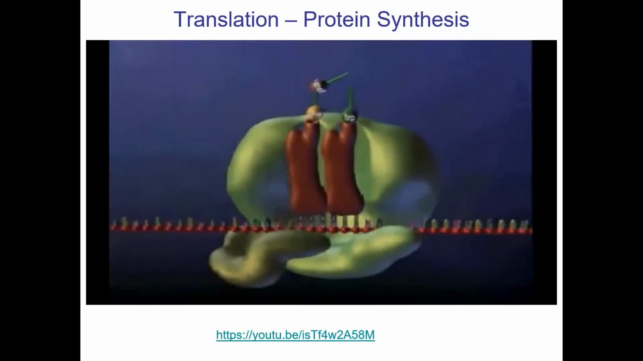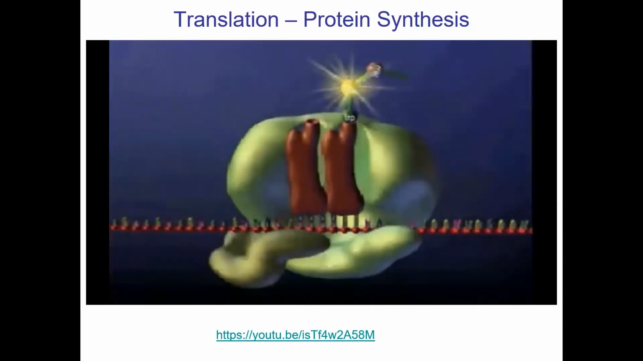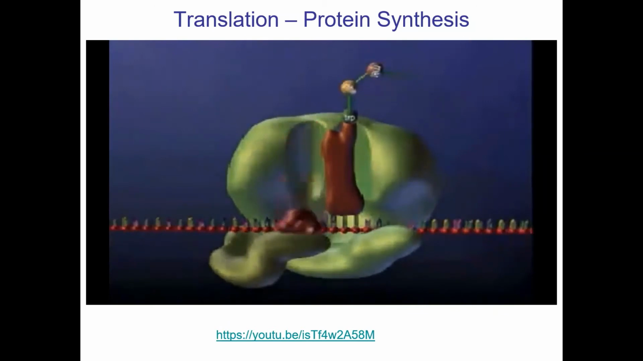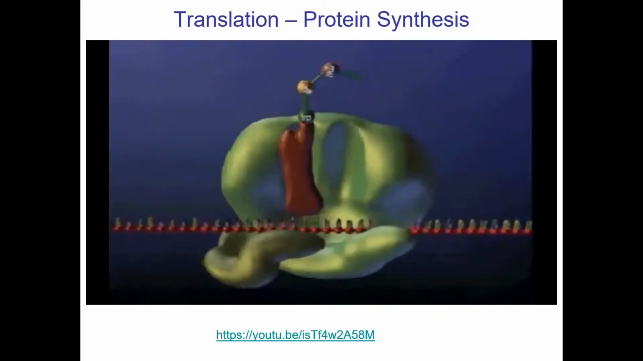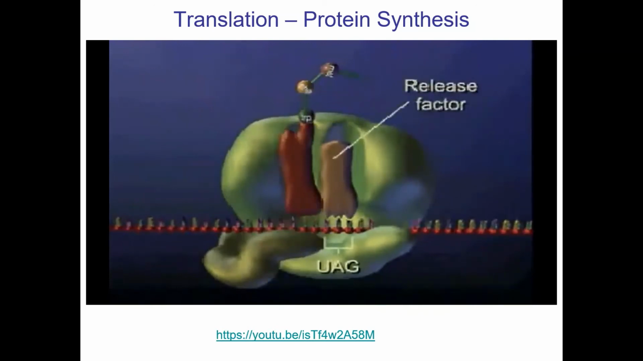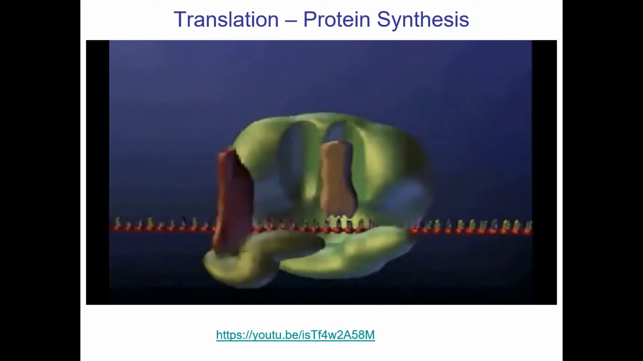The third amino acid is added to the chain, and translocation occurs once again. This process of polypeptide chain elongation continues until a stop codon is reached. A release factor binds to the A site. It carries no amino acid, but facilitates release of the polypeptide and the messenger RNA from the ribosome.